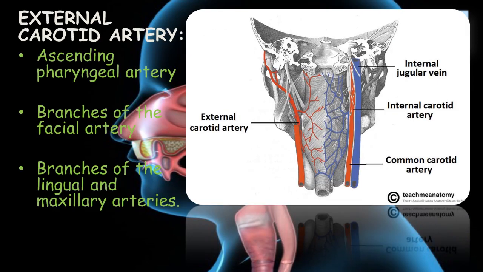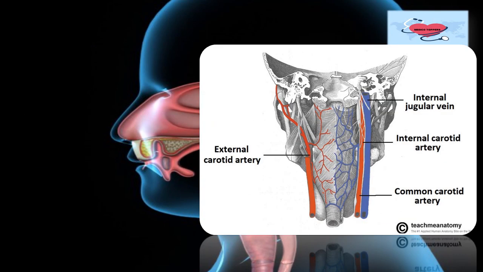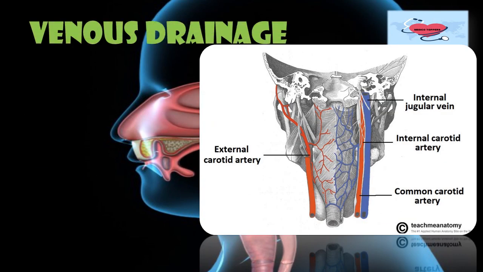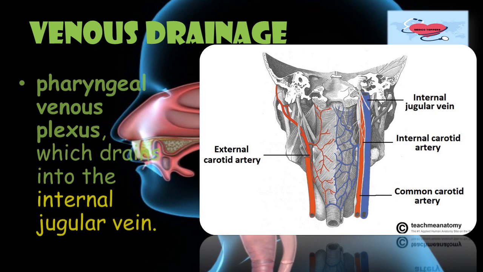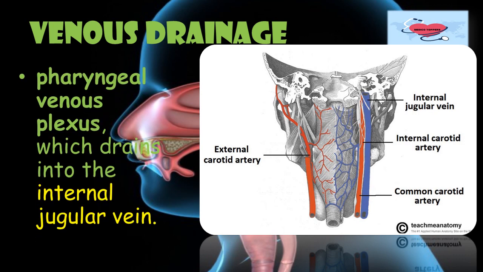Then comes the arterial supply. The arterial supply of the pharynx is mainly from branches of the external carotid artery. You can see it easily in the image. The branches are the ascending pharyngeal artery, branches of the facial artery, and branches of the lingual and maxillary arteries. Regarding the venous drainage, it is simple: the pharyngeal venous plexus drains directly into the internal jugular vein. You can see it in the image.